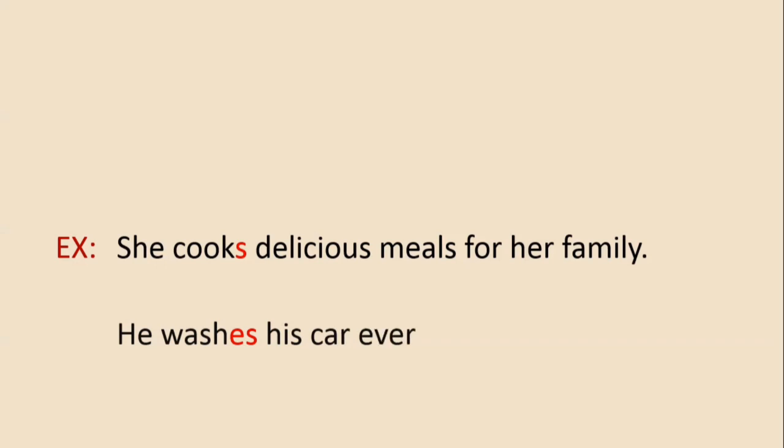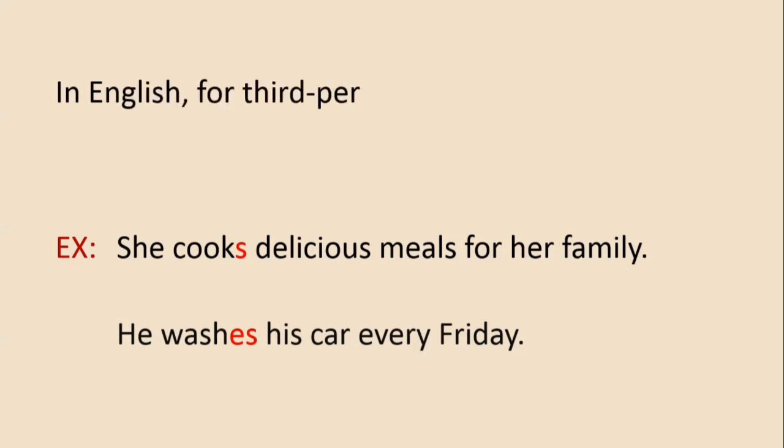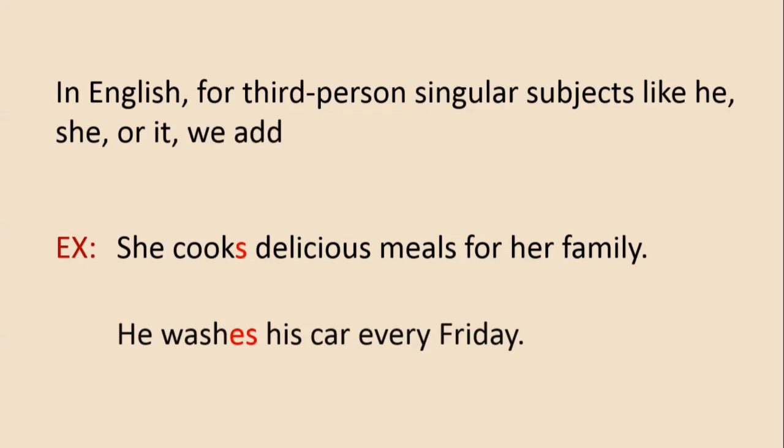Let's look these two examples as well. She cooks delicious meals for her family. He washes his car every Friday. See, in the first sentence, our verb got just s, and in the second sentence, our verb got es. In English, for third person singular subjects, like he, she, or it, we add s or es at the end of verbs.